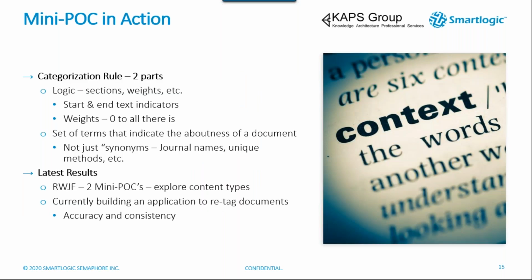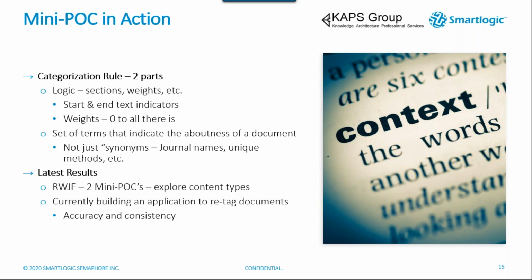So when we talk about categorization rules, it's important to recognize that there are two different parts. You've got the logic. What are the sections? What are the different weights? What are the start and the end text indicators for the different sections? Weights really can be 0 to all there is. In the one example I showed you, from a recent project, we basically only paid attention to those three sections and the title, and just ignored the rest of the document, and that enables us to get much better accuracy. But categorization rules also consist of a set of terms that indicate the aboutness of a document.